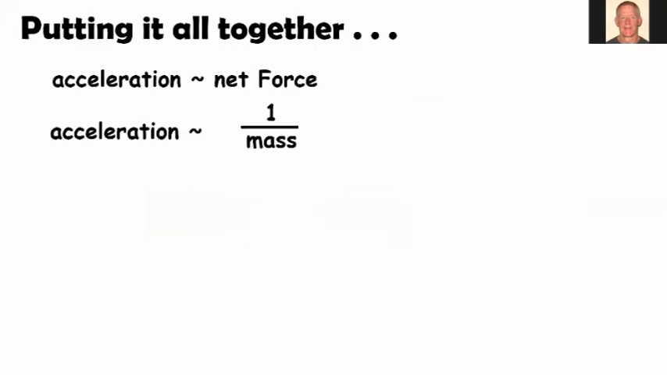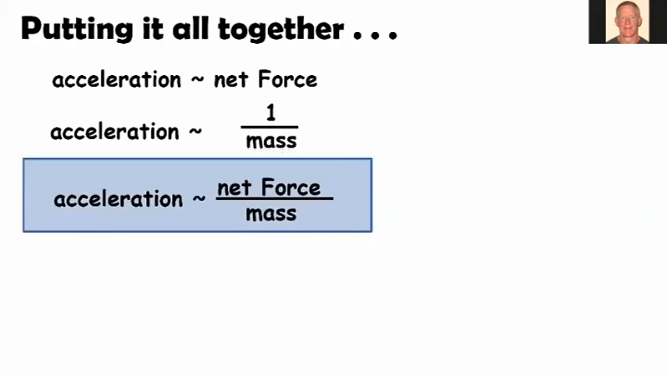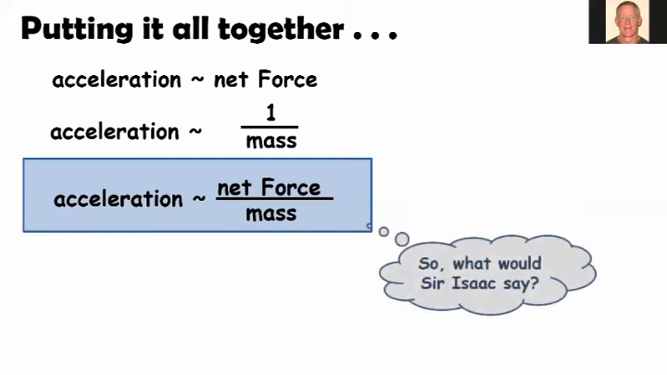So we have these two relationships between force and acceleration and mass and acceleration. So if we put them together, net force on the top and mass on the bottom, we wind up with this combined relationship. Okay, so what would Isaac Newton say about these two relationships? Well, that's Newton's second law of motion.